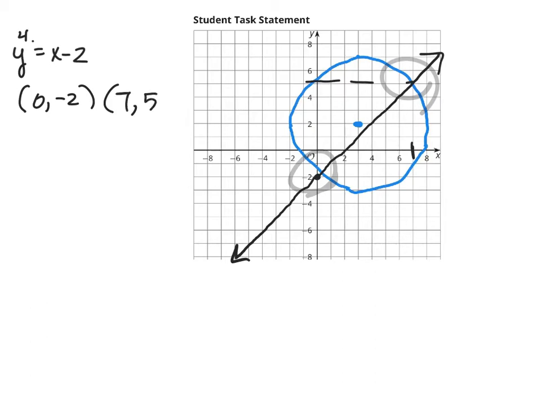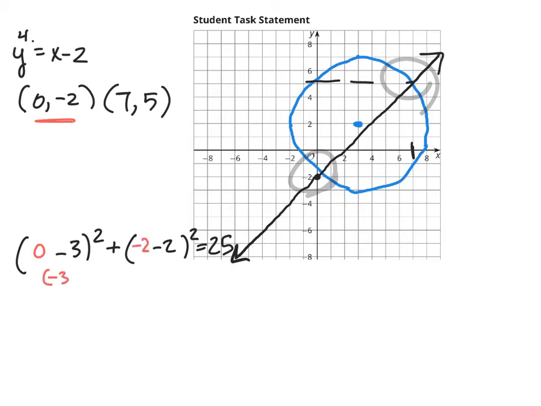So we're going to test this again, right? Our equation for a circle is x minus 3 squared plus y minus 2 squared equals 25. So let's test 0 comma -2 first. So our x term is 0 and -2. So I get -3 squared plus -4 squared. 9 plus 16 is 25. So that one does work. And how about 7 comma 5?